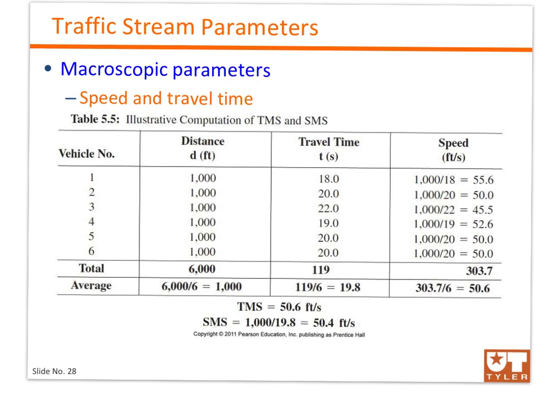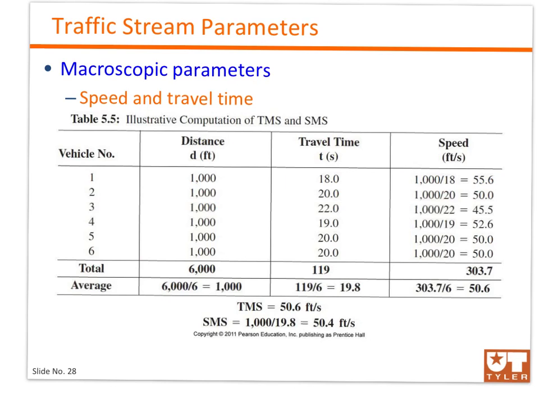Based on this, how can we use those observations to calculate both the TMS and SMS? As you can see, first of all, the average distance is the same because every single vehicle passed through the 1000 feet, so the average distance is 1000 feet, and the average travel time is 19.8. How did we get this? If you sum up all the travel times of the 6 vehicles over 6, it tells you that on average every vehicle needed 19.8 seconds to pass by that 1000 feet.